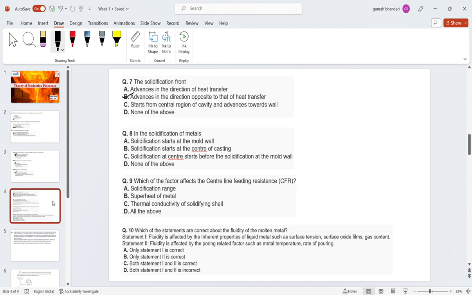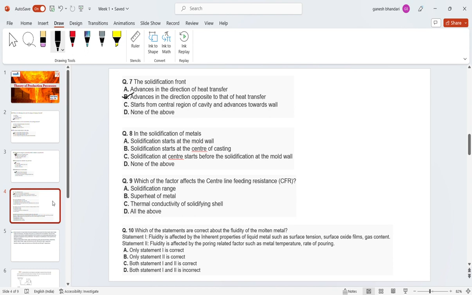Okay, so we were here at question number 8, about the solidification of metals. Solidification starts at the mold wall. Solidification starts at the center of the casting? At the center of the casting, the melt will be at a higher temperature, because heat transfer is minimum compared to the other surfaces. So B can't be the answer.